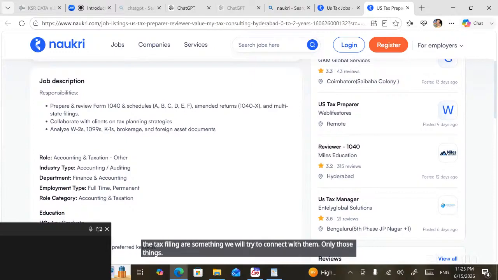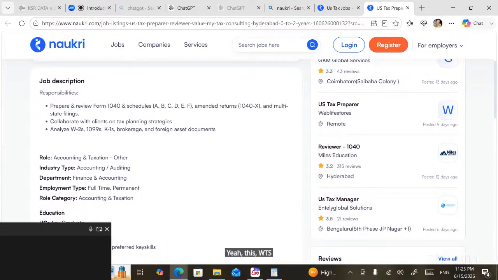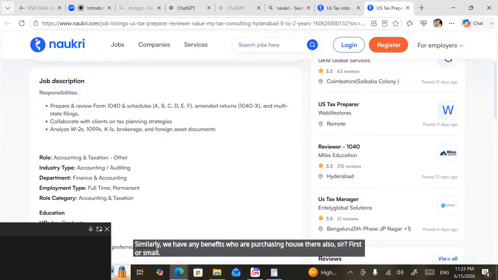Yeah, this W2s, you remember, right? Today we discussed about this topic. That's beneficial, right, sir? Yes, sir. Similarly, do we have any benefits for those who are purchasing a house there also, sir? First house, no. Sale only. On sale, they can get it.